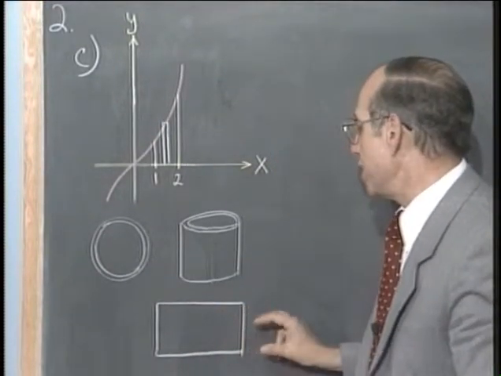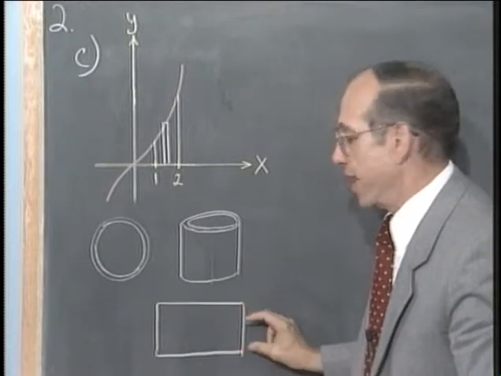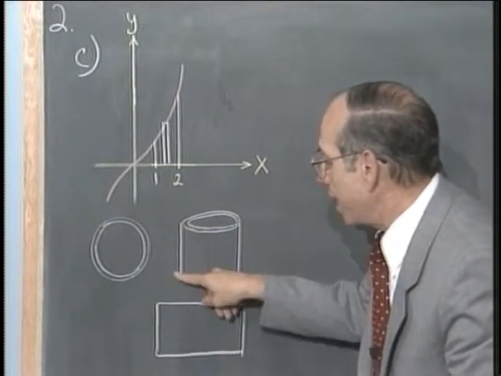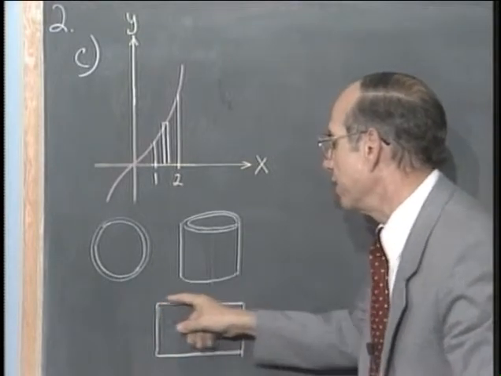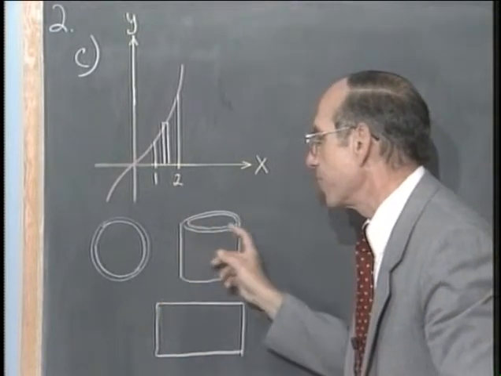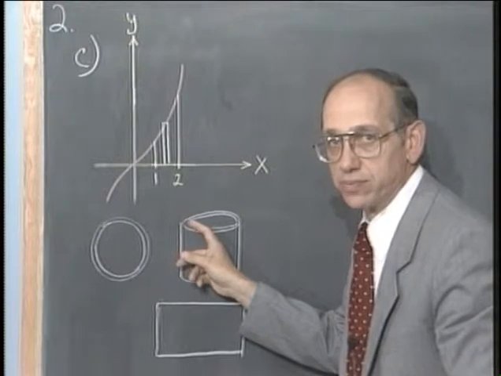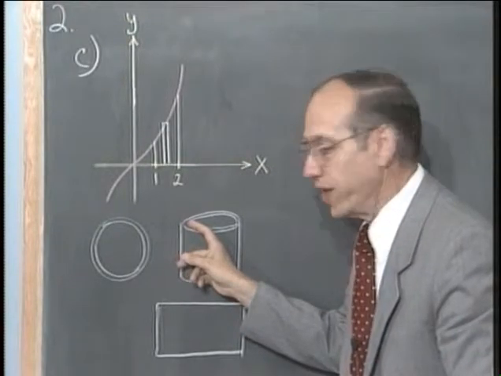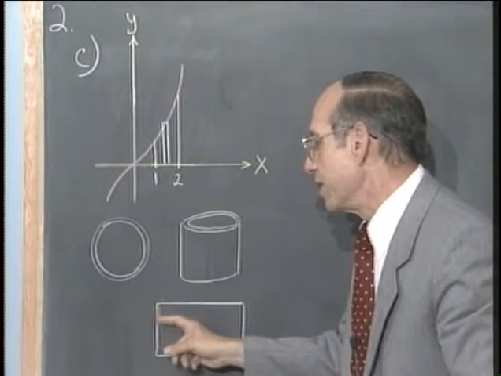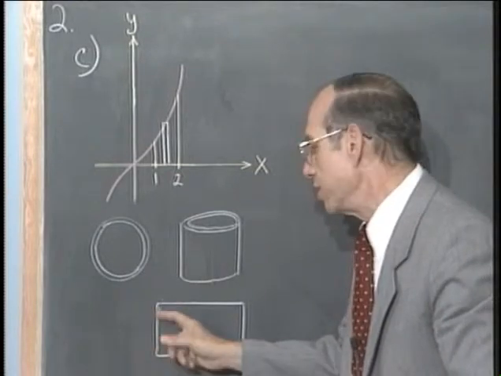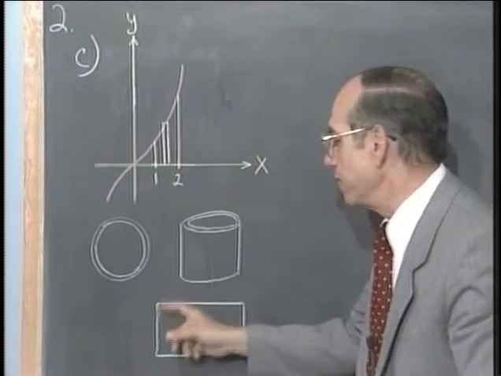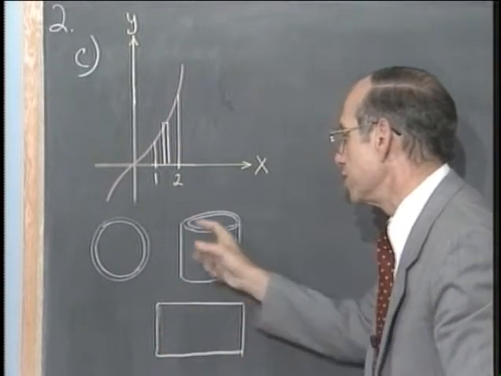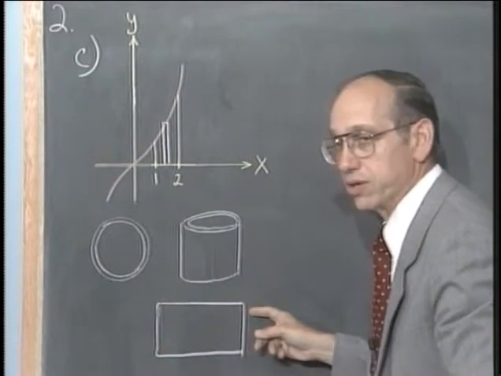Now the question is, how big is this rectangle? Well, the height of the rectangle is the same as the height of the cylinder. The length of the rectangle is the same as the distance around the cylinder. And if we want to find the area, then we need the height of the cylinder times the distance around the cylinder.